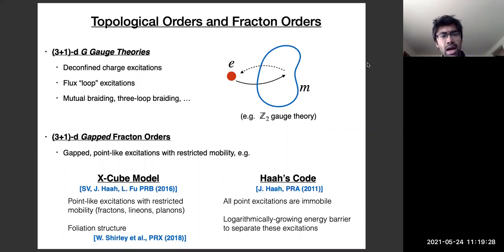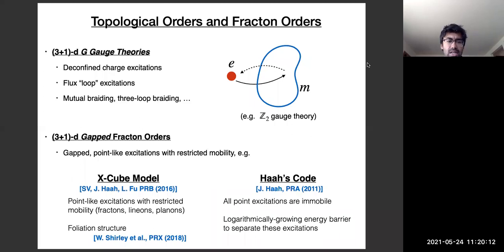And along with this, there's three-loop braiding and other universal data that can be extracted from these gauge theories. In contrast, gapped Fracton orders are very different in that they have immobile point-like excitations or excitations with highly reduced mobility. And there are, broadly speaking, two kinds of Fracton orders that I want to focus on and that have been identified in the literature. One kind is exemplified by the so-called X-cube model. This is a model of a Fracton order in which the point-like excitations come in a hierarchy of increasing mobility. So the point-like excitations could be fractons. Multiples of them can move along lines, and multiplets of those can move along planes. But there's no topologically non-trivial quasi-particle that's free to move everywhere.